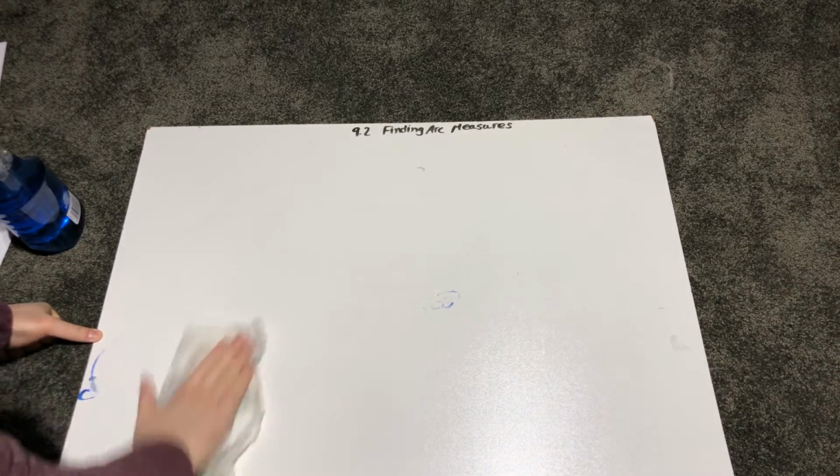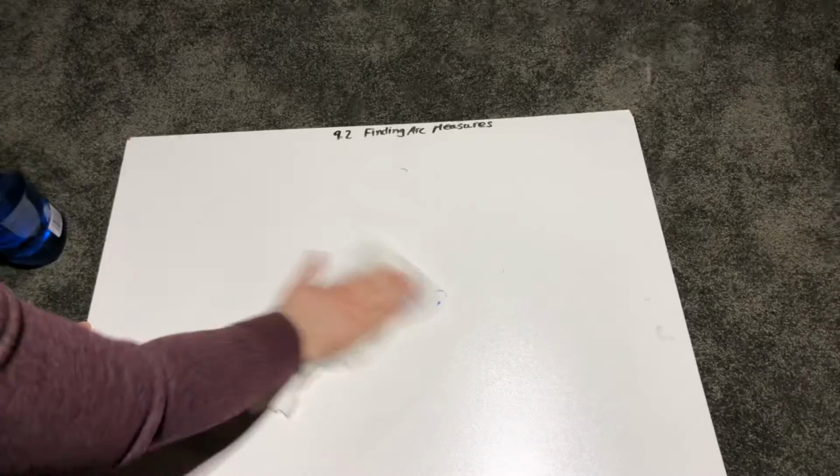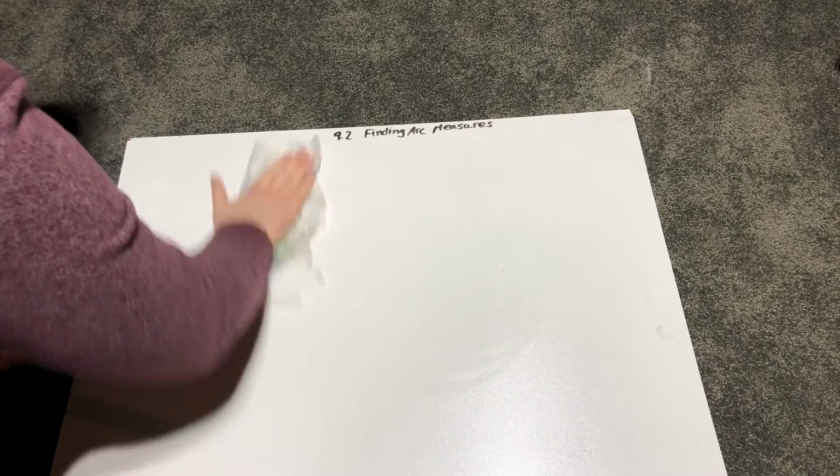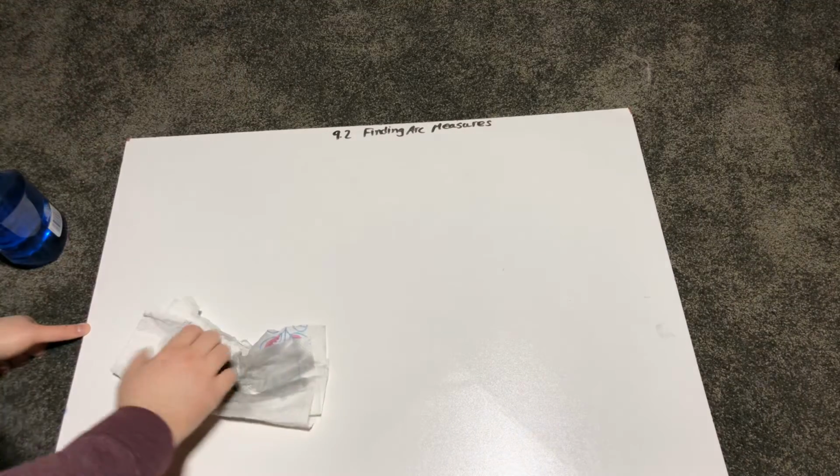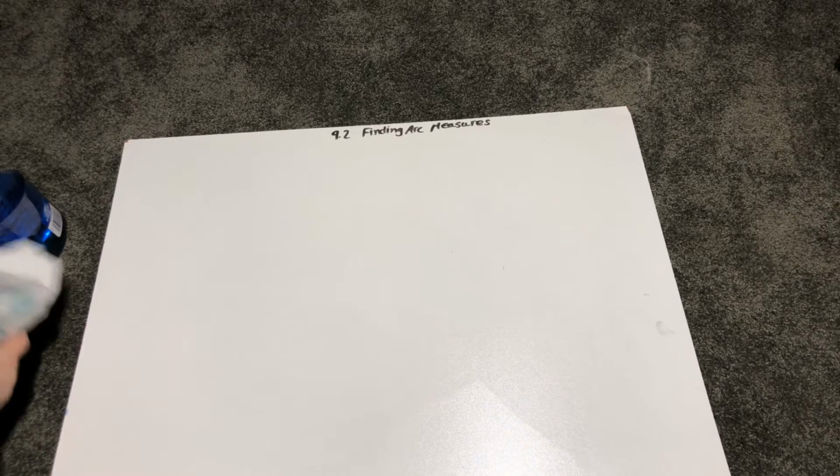Two circles are congruent if they have congruent radii. Because if the radii have got to be the same, that means the circles have to be the same, which means they are congruent. And two arcs are congruent arcs if they have the same measure. Just like with angles, if the angles have the same measure, then they've got to be congruent. Same thing with arcs.